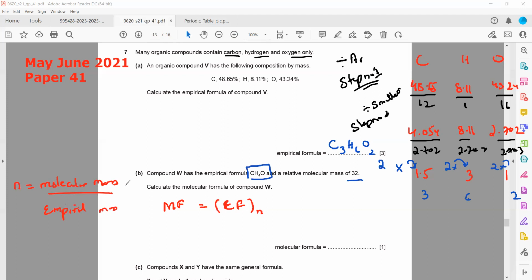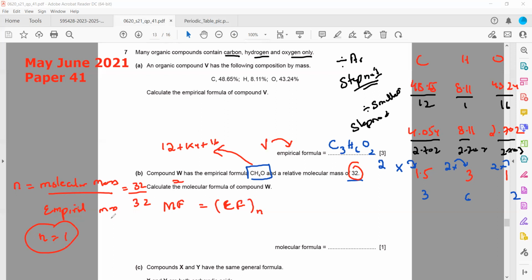The molecular mass is given already in the question, that is 32. What about the empirical mass? Empirical mass is always from the empirical formula. This is not related to the previous question; this is another compound W, which is CH4O, not the empirical formula of compound V. So the empirical mass will be carbon 12 plus hydrogen 1 times 4 plus oxygen 16, so it will be 32. So 32 divided by 32 means n equals 1.